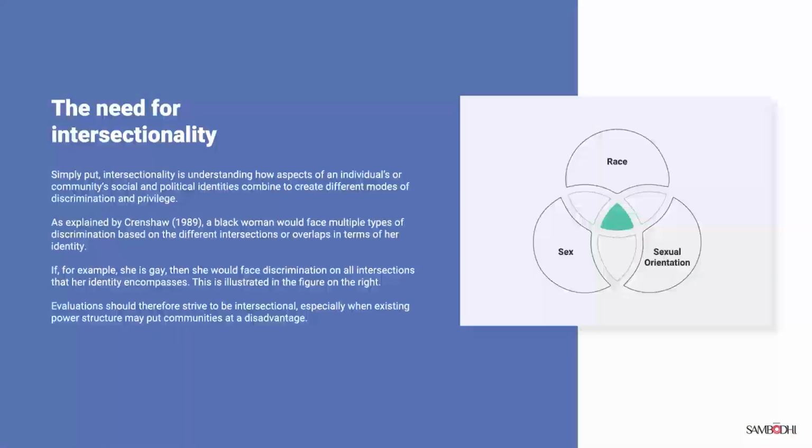Simply put, intersectionality is understanding how aspects of an individual's or community's social and political identities combine to create different modes of discrimination and privilege. Let us look at the example given by Crenshaw. For instance, a black woman would face multiple types of discrimination based on different intersections or overlaps in terms of her identity. In case she is gay, she would face discrimination at all intersections that her identity encompasses. This can be understood with the help of the figure on the right.